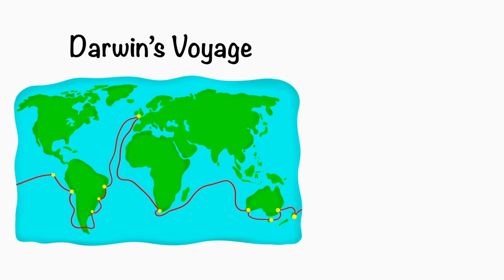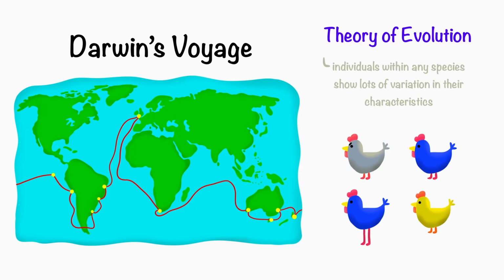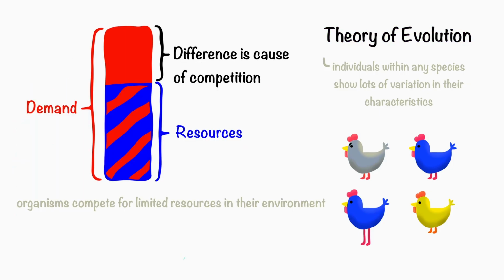Charles Darwin developed his theory based on careful observations made during his 5-year voyage aboard HMS Beagle. Darwin recognized two crucial facts about living organisms that became foundational to his theory. First, individuals within any species show lots of variation in their characteristics, from size and color to behavior and physiology. Second, organisms constantly compete for limited resources in their environment.